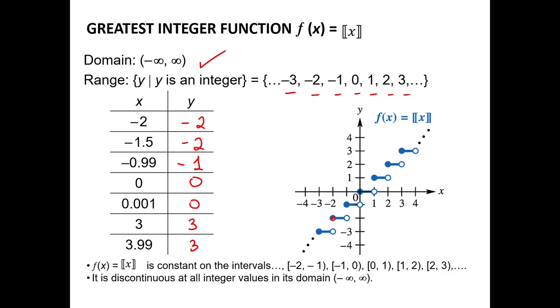So let's look at our graph. -2, -2, we have a point. -1.5, comma, -2. It's going to give us a horizontal line. -0.99, it jumps back up to here. -0.99, comma, -1. It gives us a point down here. And so it's going to form this staircase pattern. 0, comma, 0. It's going to give us a point up here. 0.001 is a point down here. 3, it's going to give us a point at 3. 3.99 gives us a point still at 3 until it jumps to 4. Then it goes to the next value up.